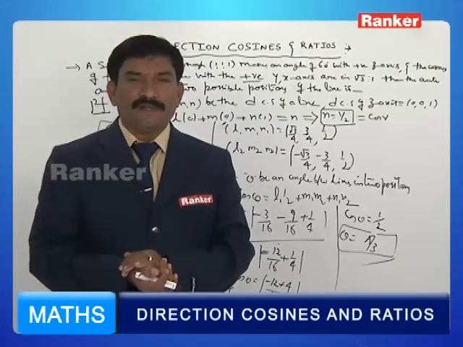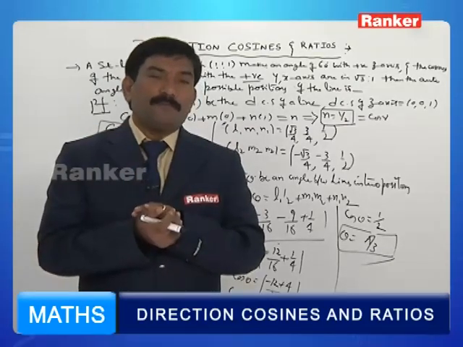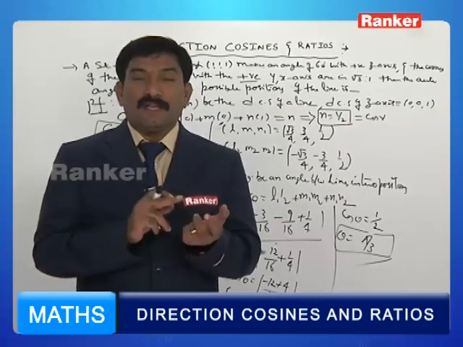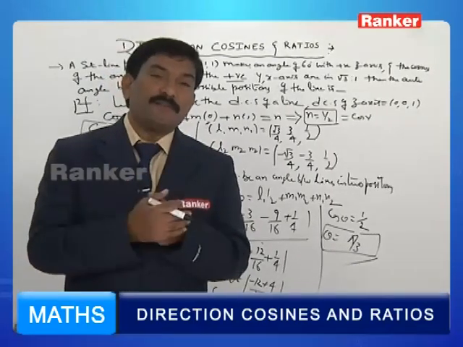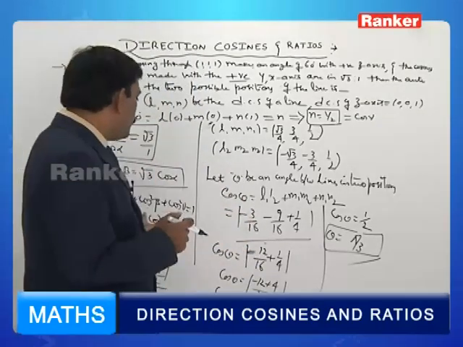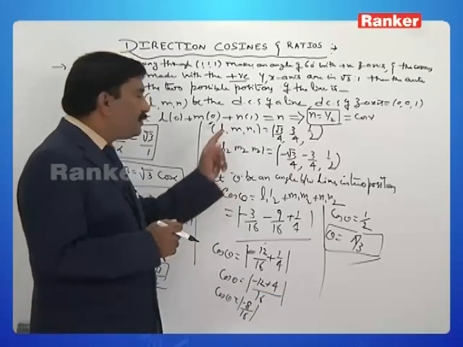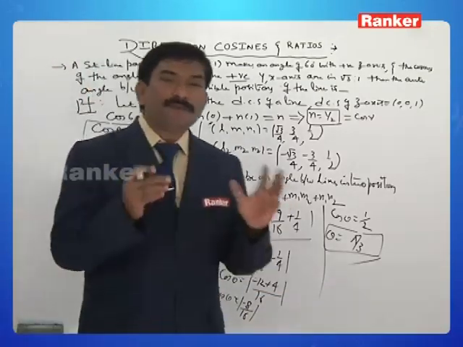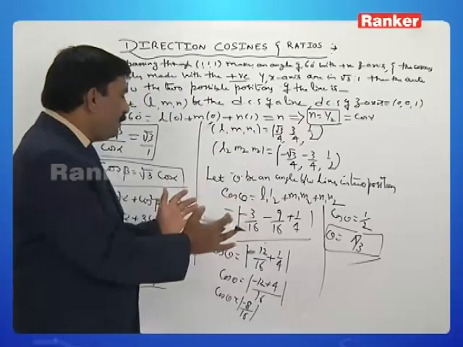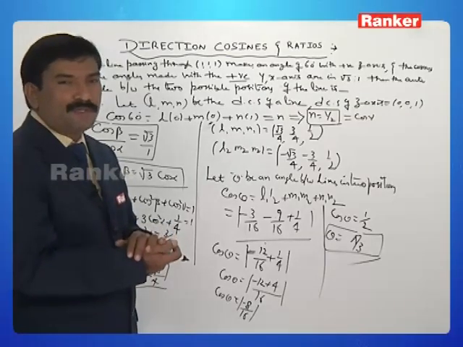This is how you can correlate multiple concepts. One is DCs of a line, the other one is the angle between the two lines. Here it comes as L square plus M square plus N square, the relation between the direction cosines, and also the angle between the two lines. By using two concepts, we are able to find out the angle between the lines in two positions.